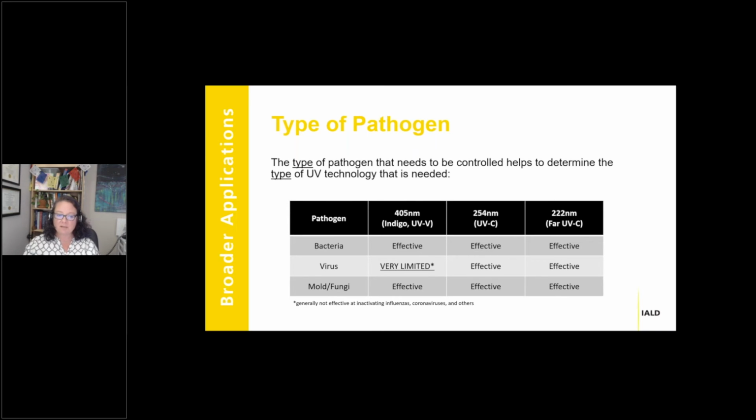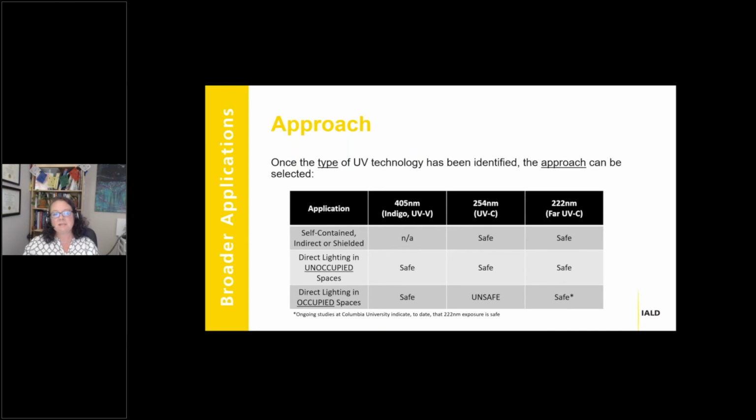So while it's important for us to understand the various types of UV and what they're effective against, it's also critical to understand how those types of UV can be used safely. The table here presents those same three types of UV just discussed, 405, 254, and 222. So knowing what type of pathogen we're trying to control and what types of UV are effective against it, we can start to ask how we can use those sources.